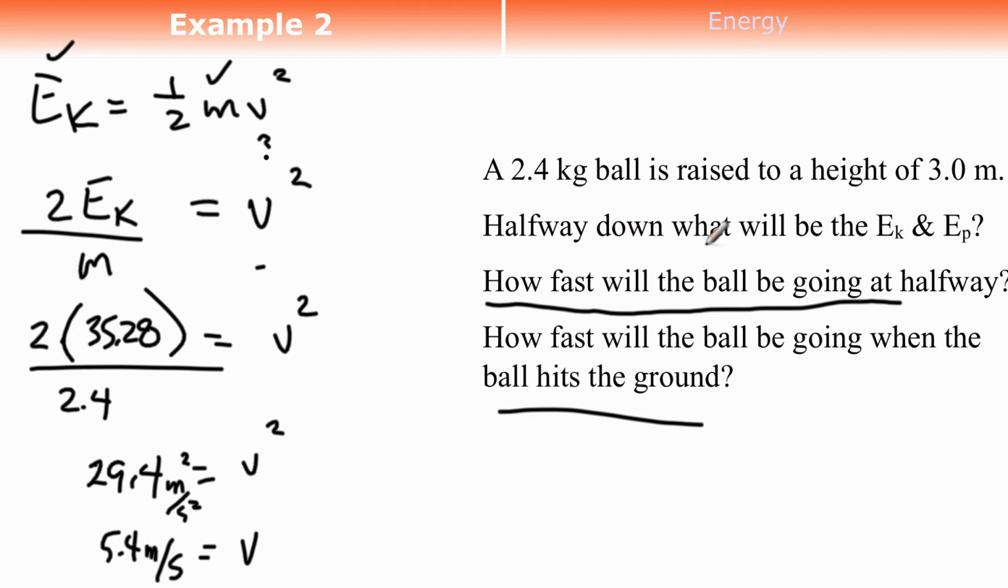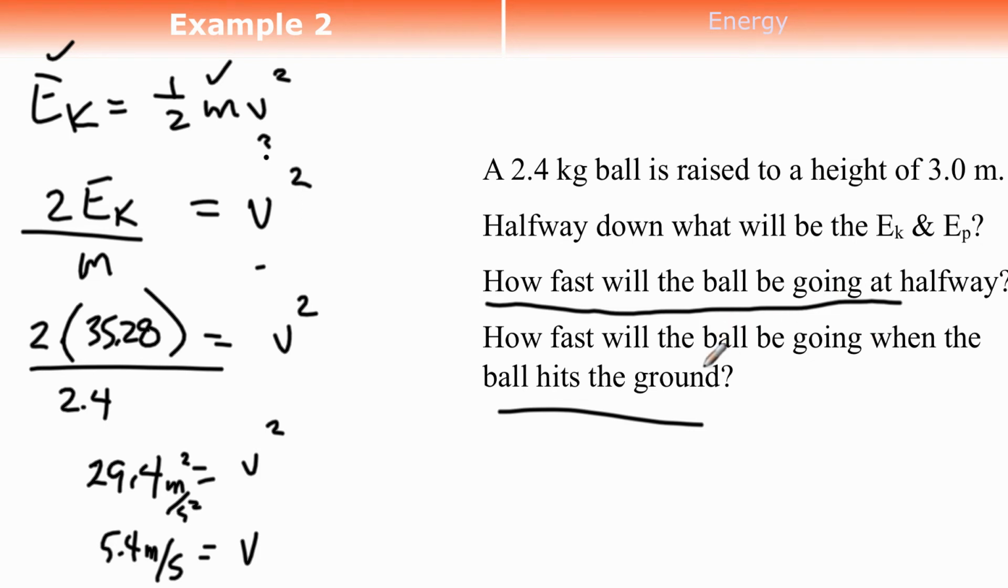So halfway down will be the kinetic and potential energy. We'd solve that on the other page. How fast will it be going at halfway? 5.4 meters per second. How fast will the ball be going when the ball hits the ground? That's an interesting question. Would you just double that? Let's figure out and see if doubling actually works. I don't think so, but let's check.